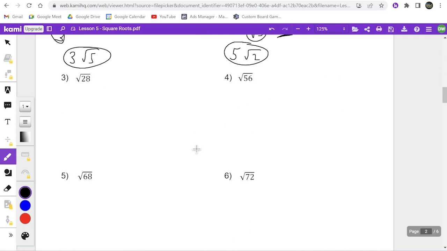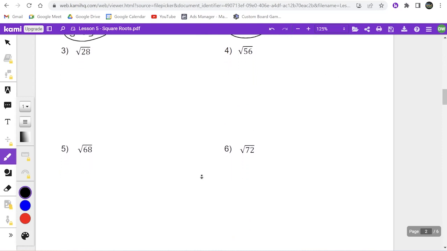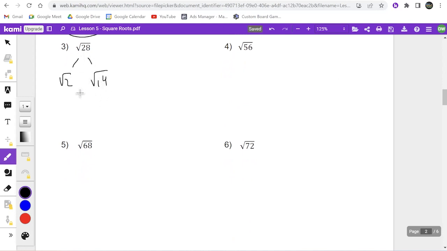So next we have number 3. Number 3 is the square root of 28. I would say 28 breaks down into root 2 and root 14. And again, there's more than one right answer. For instance, you could choose 4 and 7 as well. Doesn't matter. And then root 14 further breaks down to root 2 and root 7. We got the root 2s here. 2 breaks out. Root 7's still stuck in the square root. Final answer, 2 root 7.